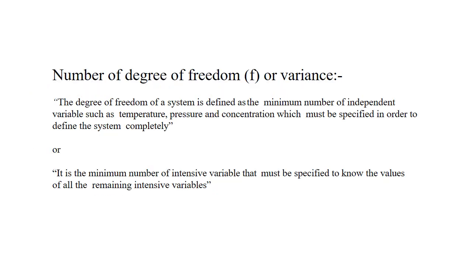F shows the variance, the number of degrees of freedom. The degree of freedom of a system is defined as the minimum number of independent variables such as temperature, pressure and concentration, which must be specified in order to define the system completely. Or it can be defined as the minimum number of intensive variables that must be specified to know the values of all the remaining intensive variables.